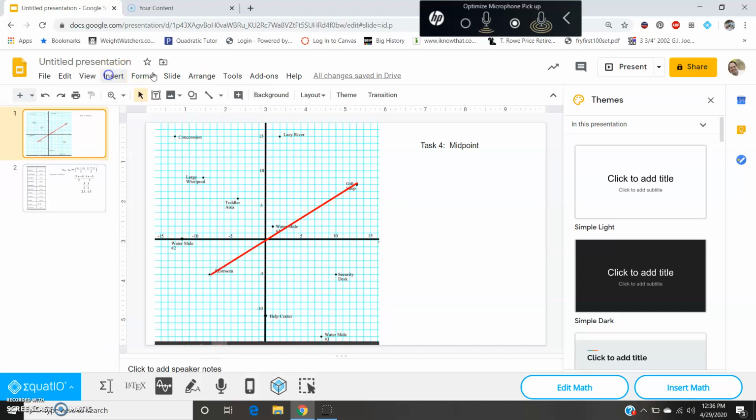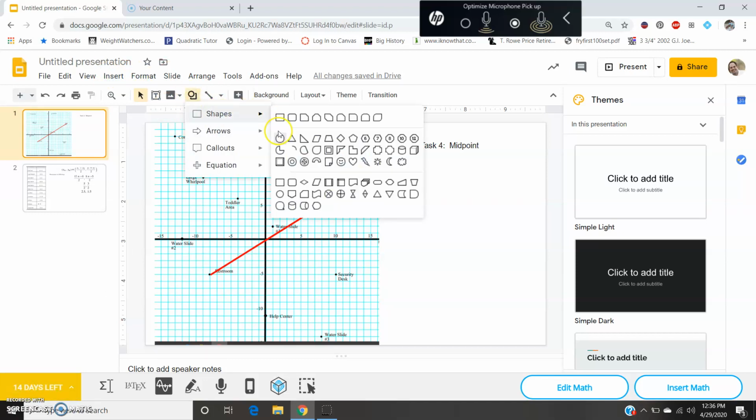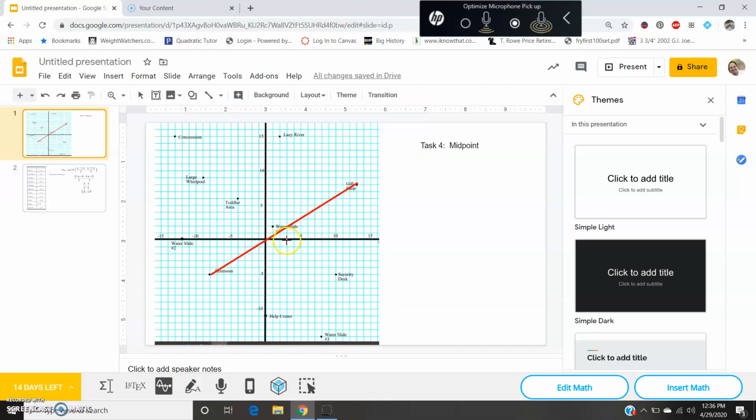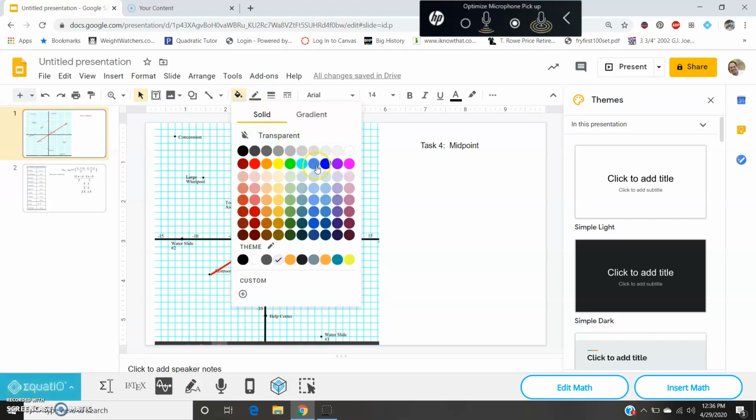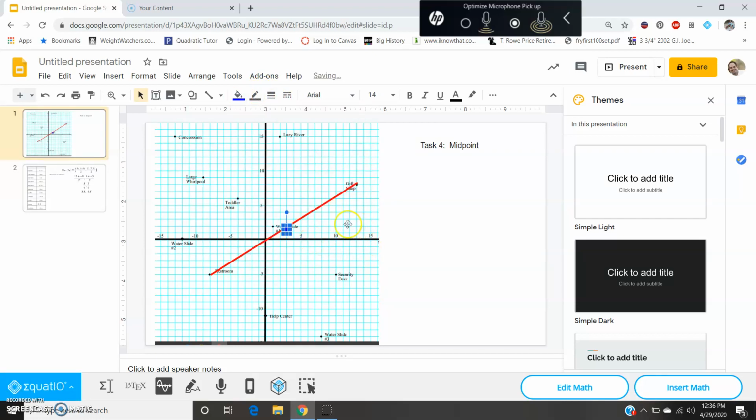Insert, actually I think there's shapes right here. We'll do a circle, and at 2.5, 1.5 is about right. And I'm going to give that a fill of blue, just so it sticks out. If I click off of that, I mean, it's not a perfect circle. It's kind of in the right spot. It looks to be essentially the midpoint.